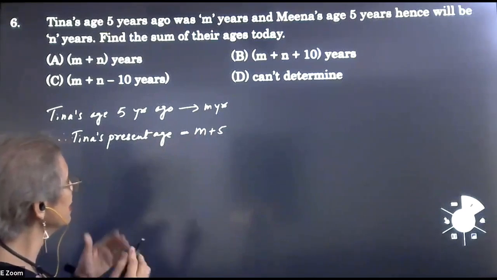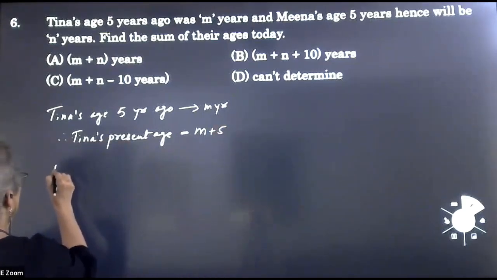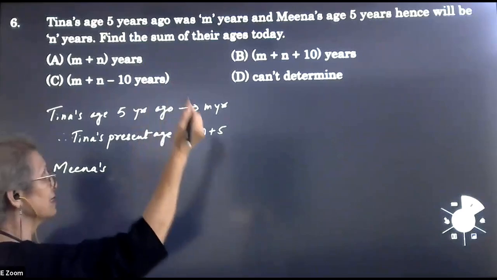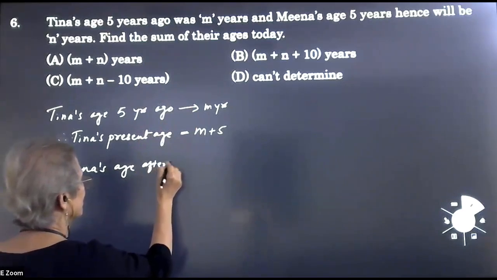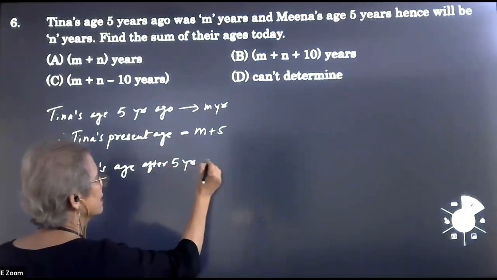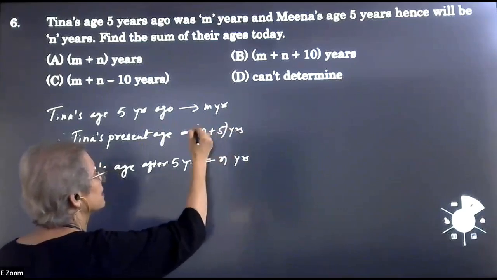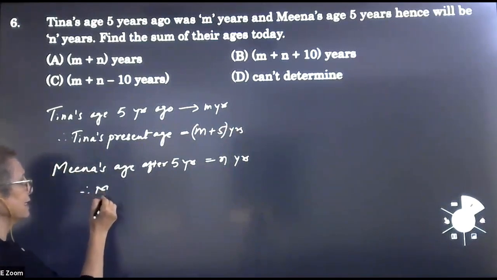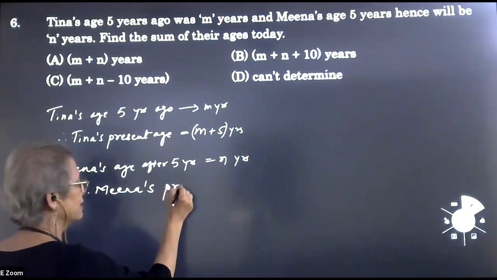Now, who's next? It is Meena. Now, what is given? Meena's age 5 years hence, that is, age after 5 years, is N years. Every time we must write years because that is the age. N years. And therefore, Meena's present age.